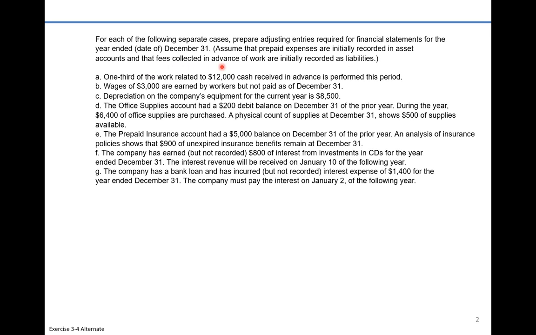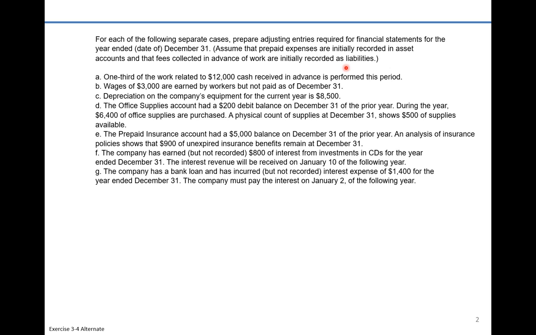It says that fees collected in advance of work are initially recorded as liabilities. So let's say a customer says, I want you to do this consulting work for me for the next year, and I'm going to prepay you for the full year. In the first month, have we earned all that money? No, we've only earned a fraction of that. When they give us that money initially, we're liable to them to do something in the future, so we record this money as a liability. We increase our liabilities with a credit.